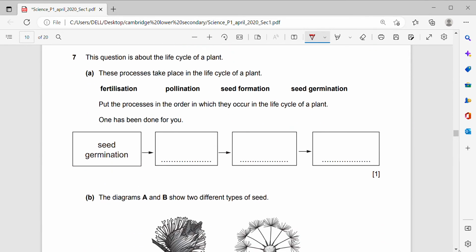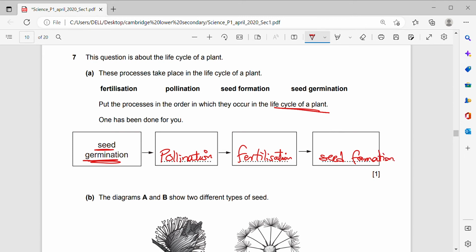This question is about the life cycle of a plant. These processes take place in the life cycle of a plant: fertilization, pollination, seed formation, seed germination. Put the processes in the order in which they occur. This question is very easy. We have first the seed germination. After seed germination, what happens? Great, pollination. After pollination, fertilization. The last one is seed formation, which is seed production.